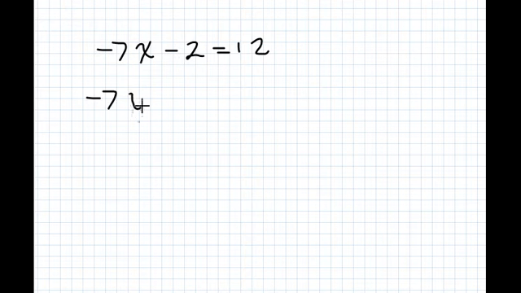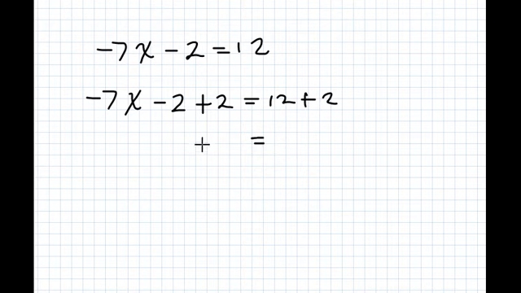Oh, let's look at another one here. So we've got negative 7 times x minus 2 is equal to 12. The first thing I'm going to do, we have a minus 2 here, I'm going to add 2 to both sides to get rid of this. So negative 7x minus 2 plus 2 is equal to 12 plus 2.